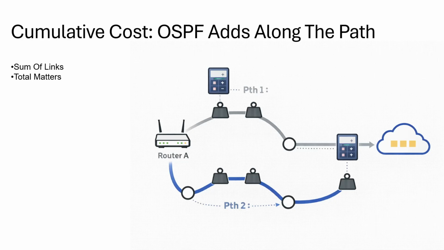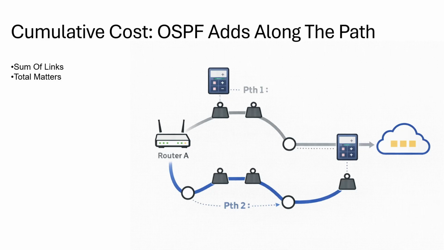Here's the most important concept about OSPF path choice. OSPF does not look at only one link. It calculates the total cost from the source router to the destination. That total is cumulative. It's a sum of the outgoing interface costs along the path.